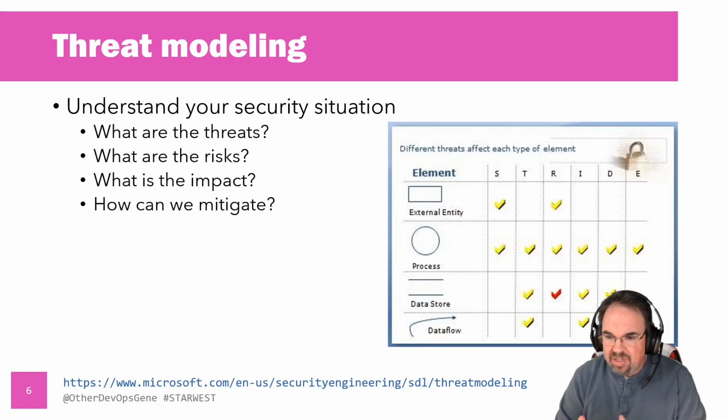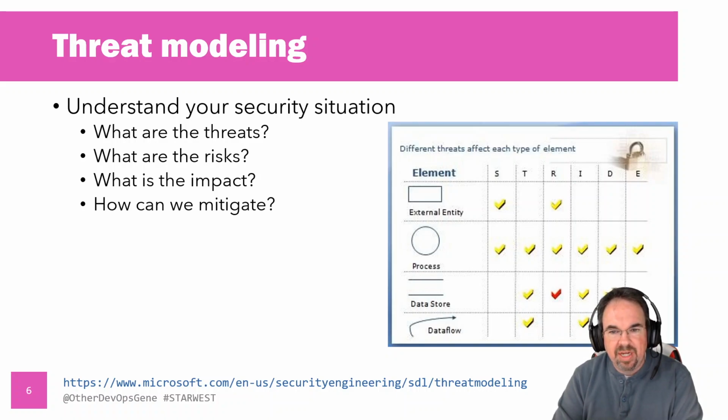Once you know how it's supposed to behave and what it's supposed to do, you need to understand what your security situation is, right? What are the threats? What are the risks due to those threats? And if one of those risks comes to pass, if someone gets hold of this information or breaks the integrity of the system, what's the impact? And how are we going to mitigate it? What are we going to do when it happens?